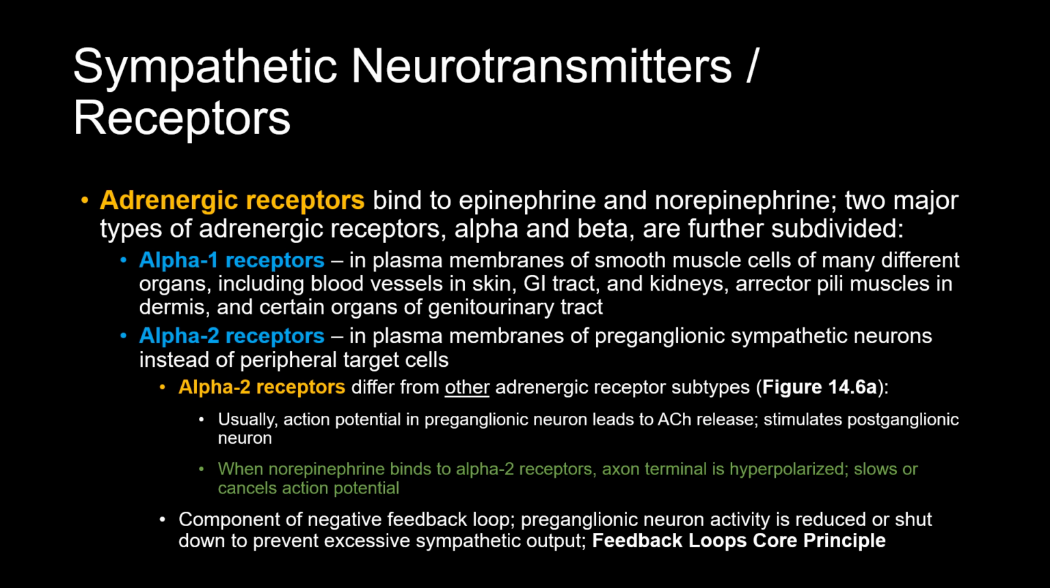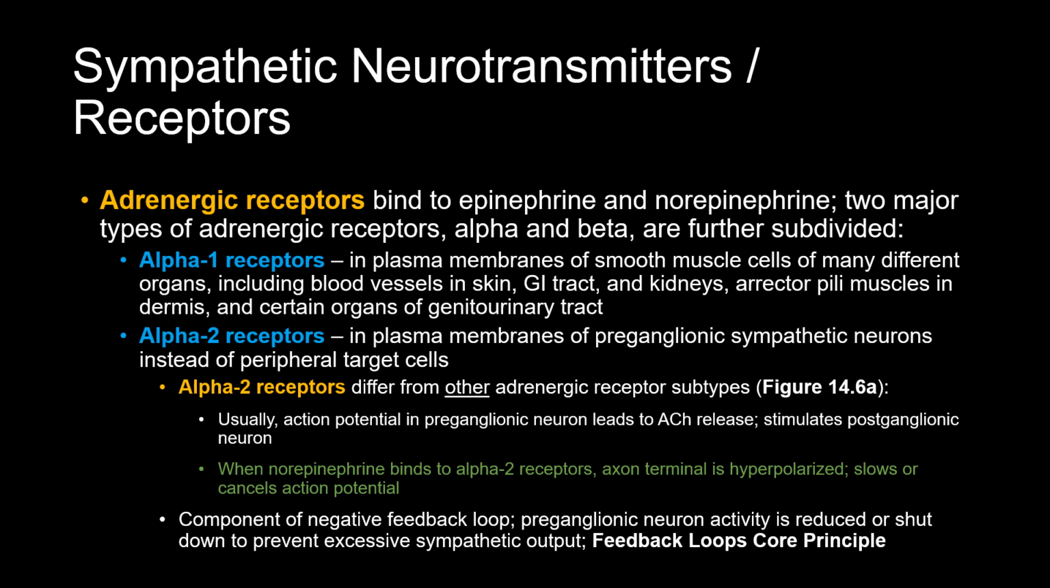These receptors are further classified according to the structure of their proteins. Okay, so alpha actually breaks down even further into alpha 1 and alpha 2 receptors. Alpha 1 receptors are located in the plasma membranes of smooth muscle cells of many different organs, including the blood vessels that supply the skin, organs of the GI tract, and the kidneys. These receptors are also found in the erector pili muscles of the dermis, in the uterus during pregnancy, and then they're also in certain organs of the genitourinary tract.